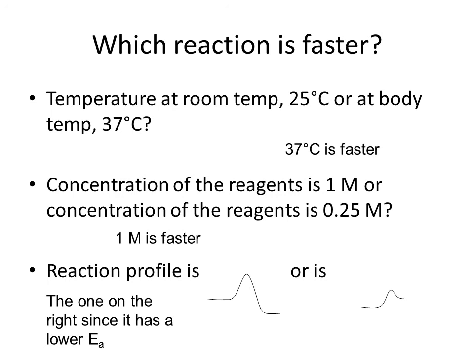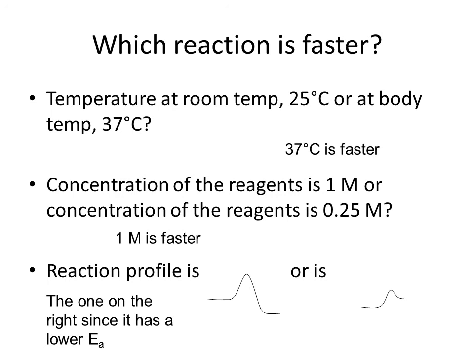If I look at the concentrations given, and you don't really understand these expressions yet, but you can see that the concentration of 1 mM, or what we call 1 molar, is a bigger number than 0.25 molar. Because the concentration of 1 molar is higher, the reaction would be faster. We'll be looking at molarity in a future chapter.